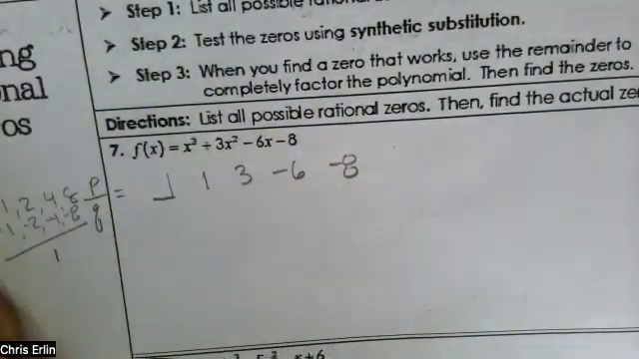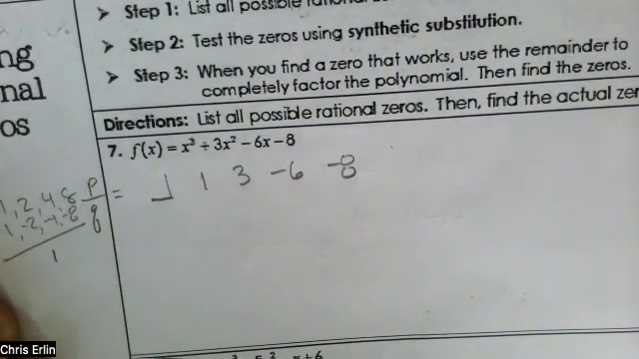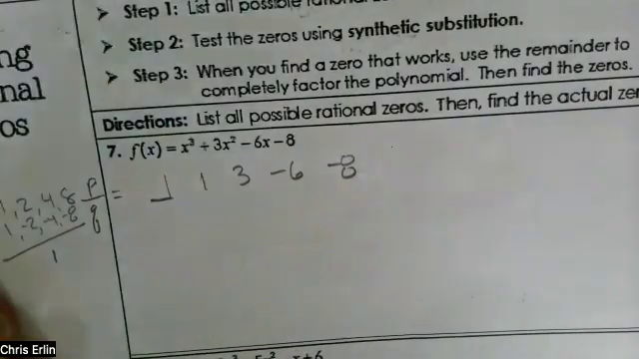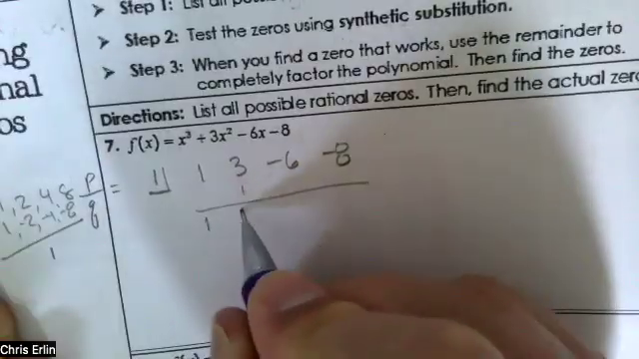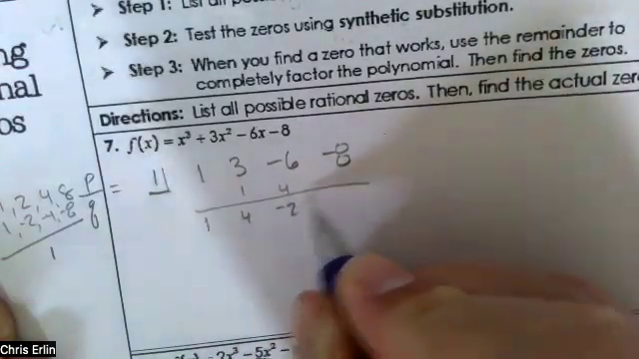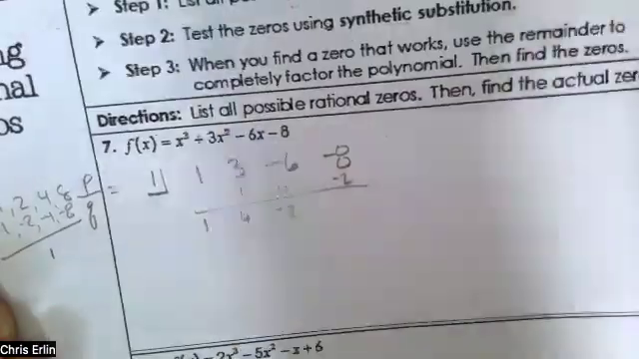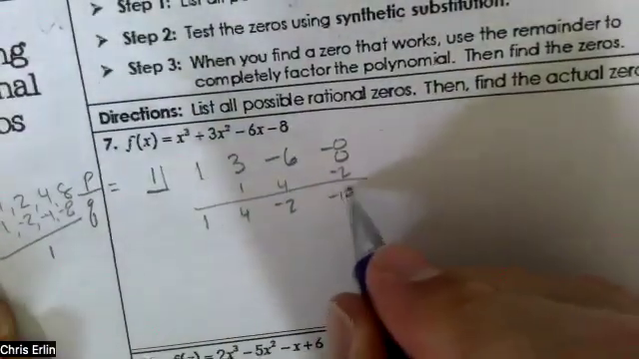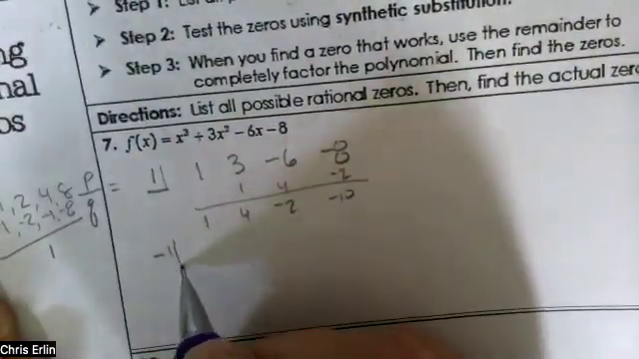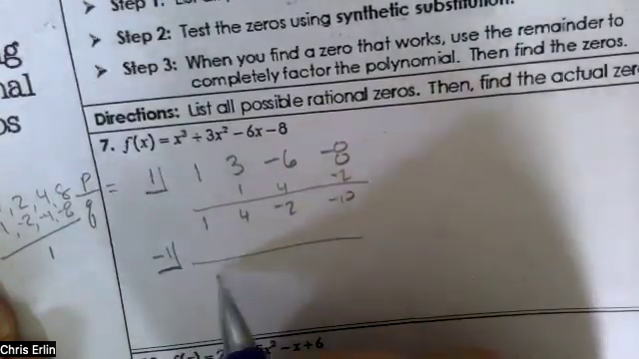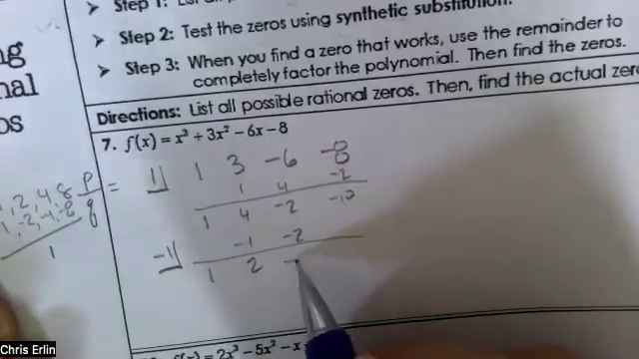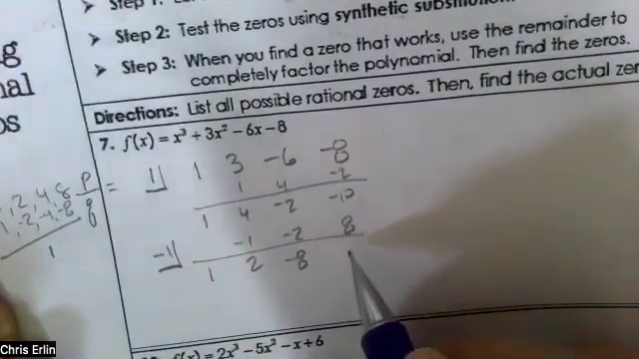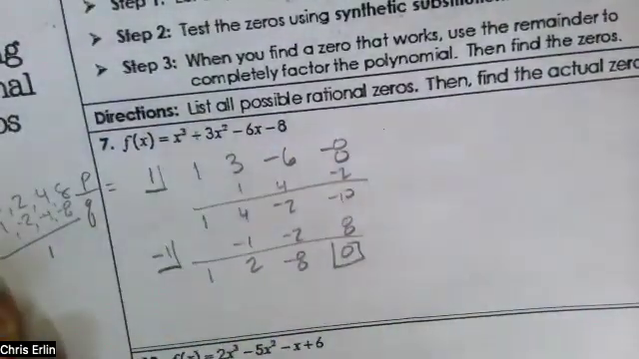Someone pick one. What do you think? 1, okay. 1, 1, 4, 4, -2, -2. That didn't work. -1, 1, -1, 2, -2, -8, 8. That worked.